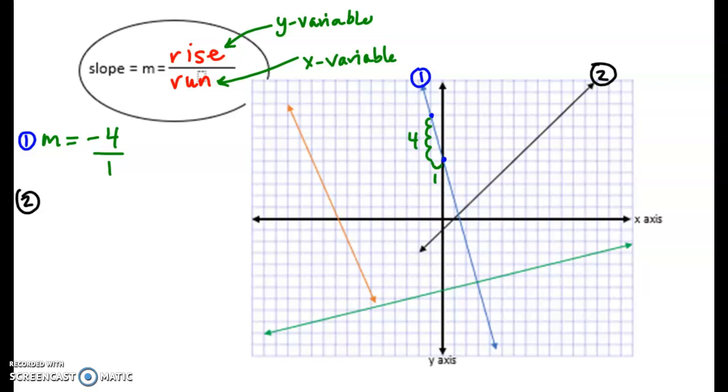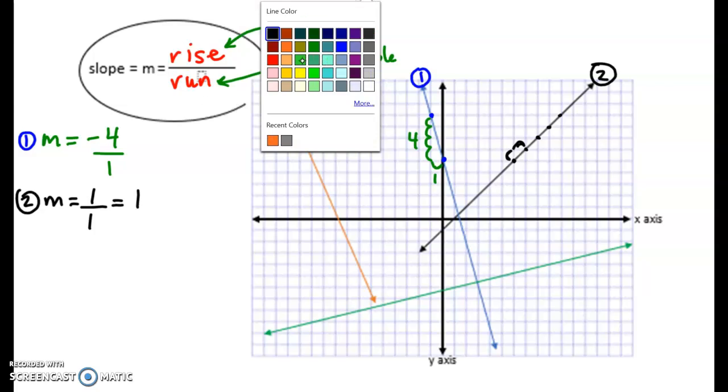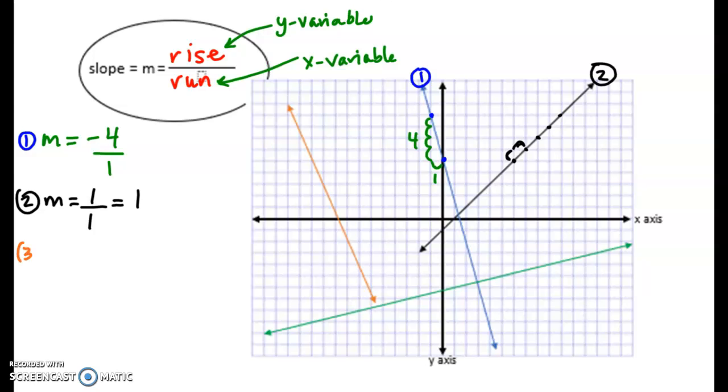Now let's find 2 points where it goes through. It looks like it goes through all these. So the change here, we have up 1 over 1. The slope here would be rise of positive 1, run of positive 1. So we say the slope is 1 over 1, or just 1. Let's look at the orange line. This is line number 3, this line here.